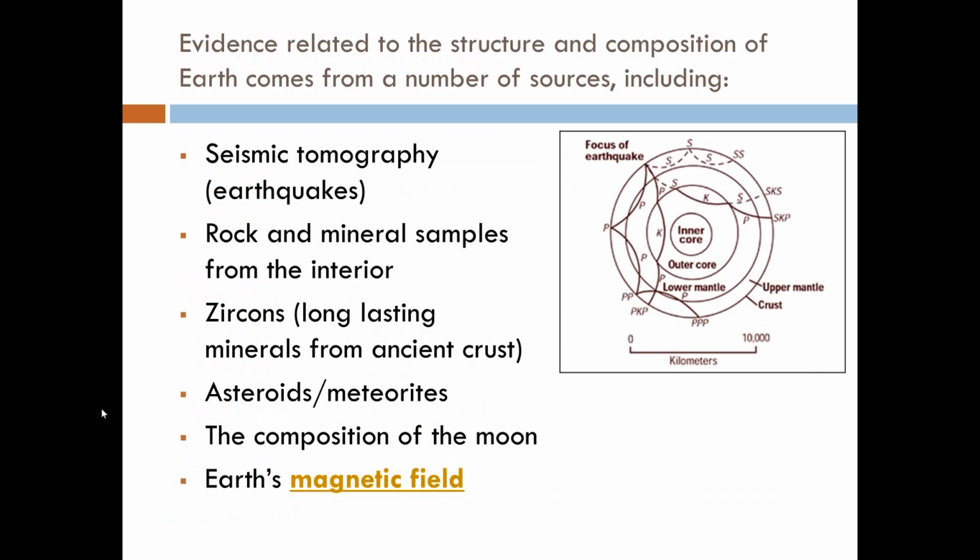So evidence related to the structure and composition of Earth comes from a number of sources, so we're not just making it up. So earthquakes tell us a fair bit. We've actually got rock and mineral samples from the inner Earth. They've come up with melted mantle, so they kind of get chipped off and picked up and come for the ride.